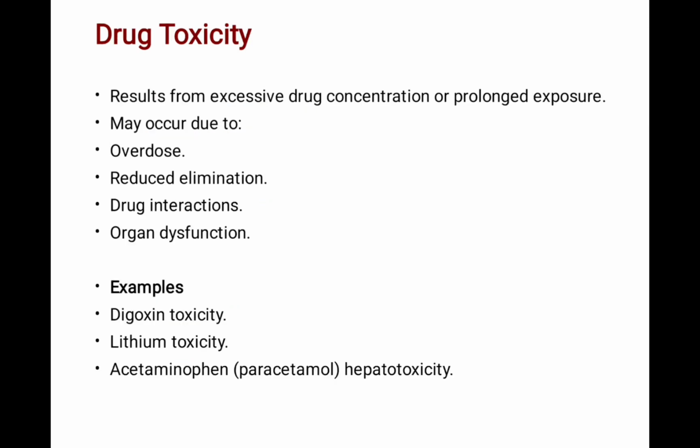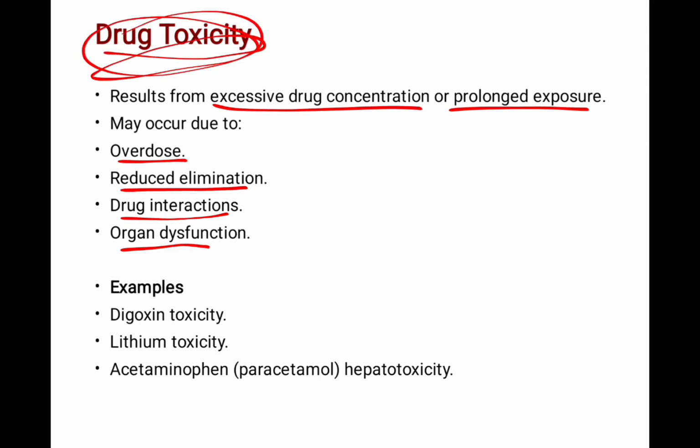Drug toxicity. Now, drug toxicity results from excessive drug concentration or a prolonged exposure. So it may occur due to either an overdose, or it could be due to a reduced elimination of that drug. There could be drug toxicity from drug interaction, or drug-food interaction. Drug interactions might also cause drug toxicity, or an organ dysfunction, maybe an organ that is responsible for metabolizing this drug or excreting the toxic metabolite of this drug. When there is a dysfunction of these organs, this can result in drug toxicity.